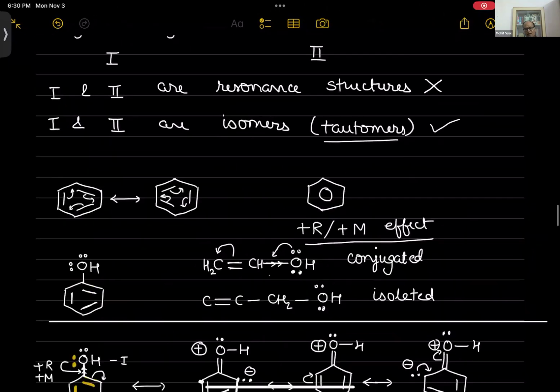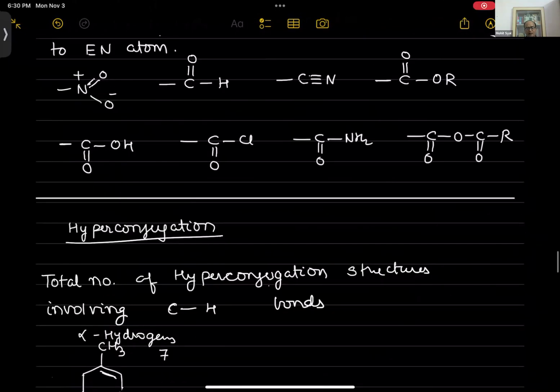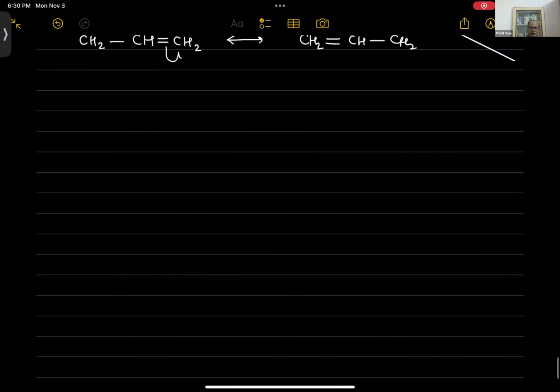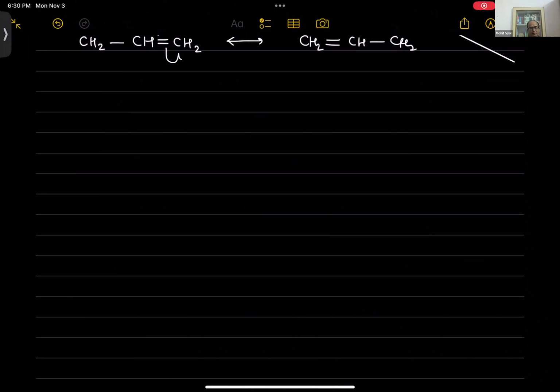These resonance structures we have seen. Now let's talk about the stability of resonance structures. So suppose you have a cation, this is a cation. Is a cation electron rich or deficient? What kind of intermediate is it? Electron deficient.